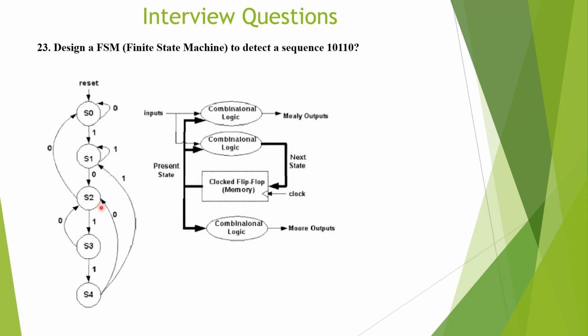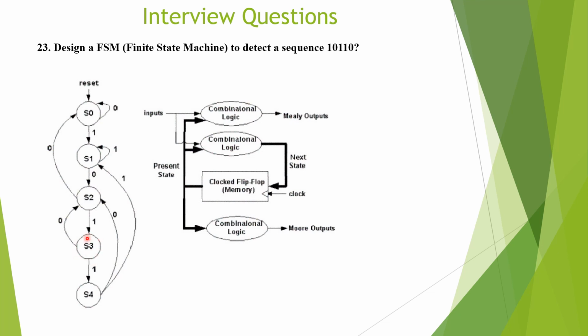Suppose in S2 you get another 0, that means you detected 1 0 0, which is not the pattern you're looking for, so you go back to S0 and restart. Suppose in S2 you get a 1, then you have detected 1 0 1 so far, which matches part of the pattern you're looking for. So you navigate to S3.